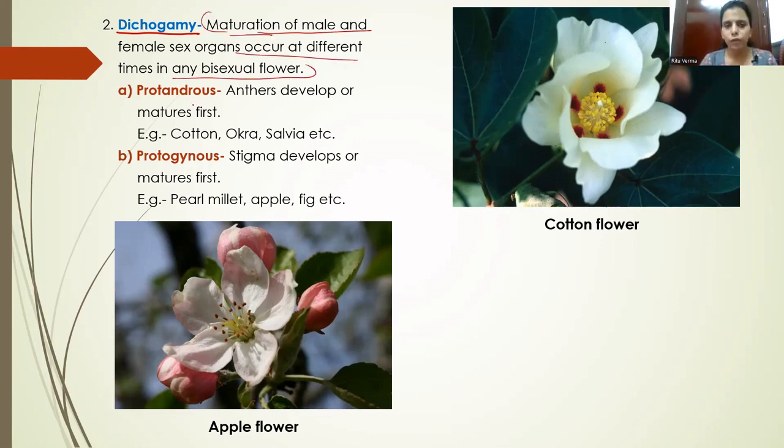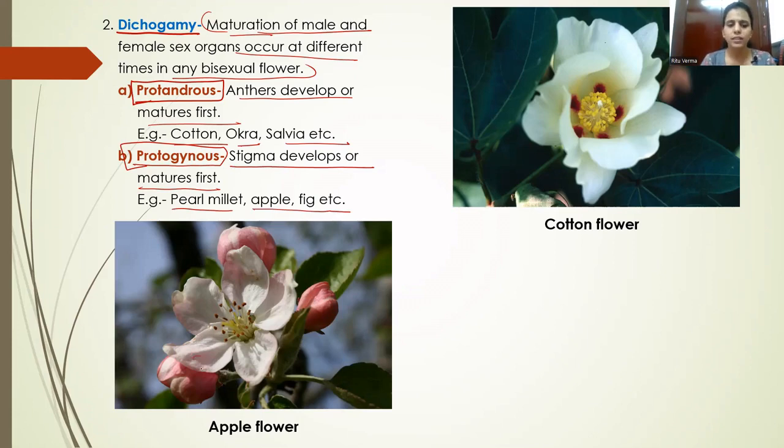Now, if in this bisexual flower the anthers develop or mature first, this is called protandrous. The examples are cotton, okra, salvia, etc. And if the stigma, or the female reproductive organ, matures first, it is called protogynous. So protandrous and protogynous. The examples of protogynous are pearl millet, apple, fig, etc.